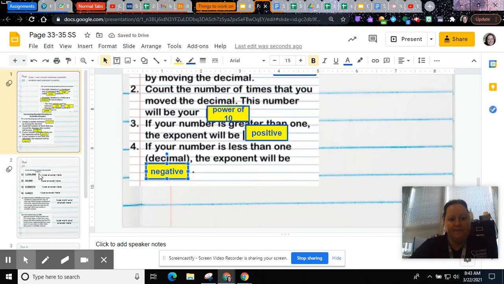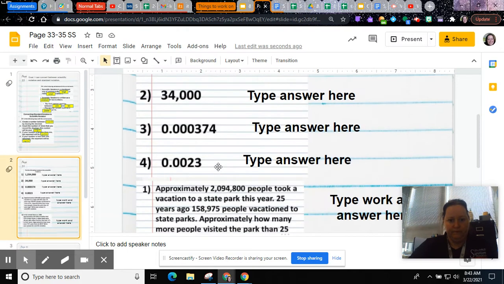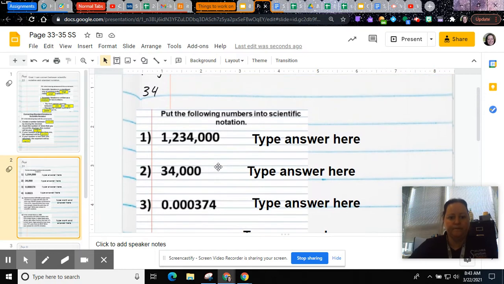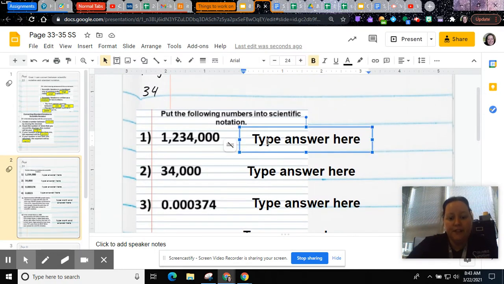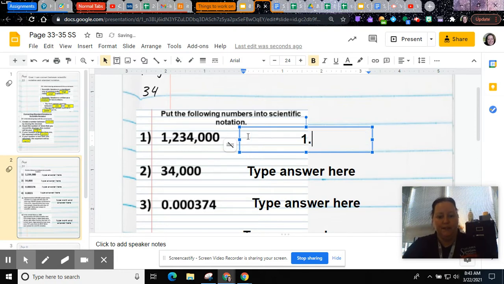Okay, let's practice. Put the following numbers in scientific notation. So the first thing you want to do is make this a number between 1 and 10, which means you're going to be right here. The decimal is right here right now. So you're going to move it until you get to 1.234. And then you don't need those zeros. And it's going to be times 10.